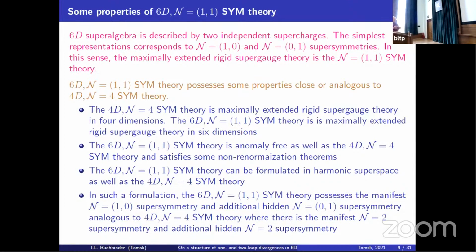As to N=(1,1) theory, there are two supersymmetries. There is a manifest N=(1,0) supersymmetry and an additional hidden (0,1) supersymmetry, and together we have full (1,1) supersymmetry. There is the same situation in 4-dimensional N=4 super Yang-Mills theory. There is a manifest N=2 supersymmetry and an additional hidden N=2 supersymmetry.